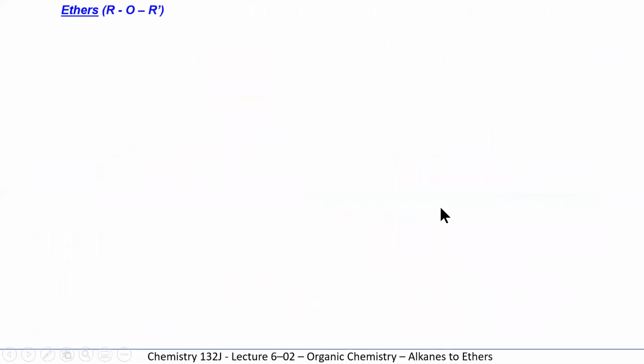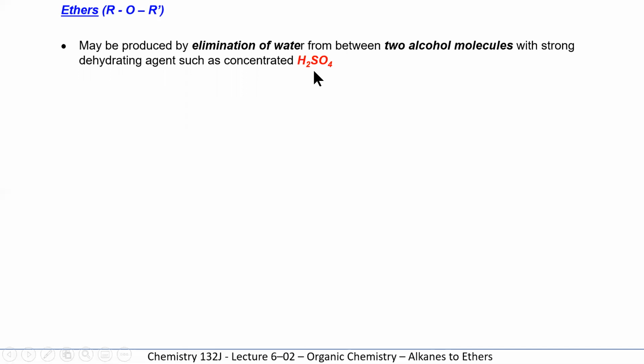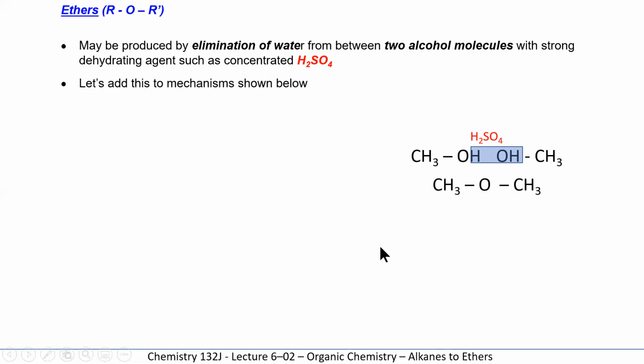Now, ethers occur whenever we dehydrate alcohols. In other words, we take a water molecule out of an alcohol using a dehydrating agent like sulfuric acid. So if we have, for instance, two methanol molecules, methanol because it's one carbon, and we simply use a dehydrating agent like sulfuric acid and heat it a bit, we can actually dehydrate methanol to make this particular structure, which we're going to call methoxymethane. We're going to name an ether as a side chain.